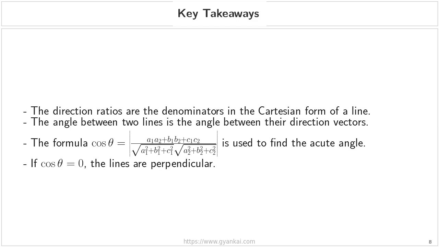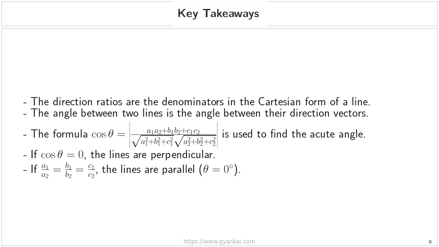Now, there are 2 very important special cases to keep in mind for your exams. First, if you perform your calculation and find that cosine theta equals 0, this tells you that the lines are perpendicular, or at a 90-degree angle to each other. Finally, if you notice that the ratio of a sub 1 over a sub 2 equals the ratio of b sub 1 over b sub 2, which also equals the ratio of c sub 1 over c sub 2, then the lines are parallel, meaning the angle theta is 0 degrees.